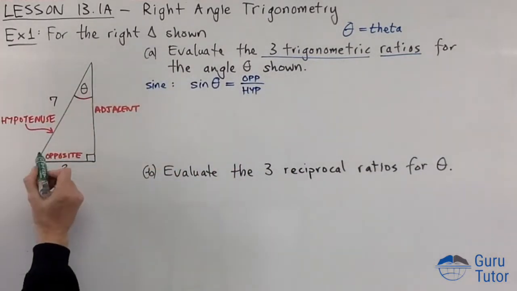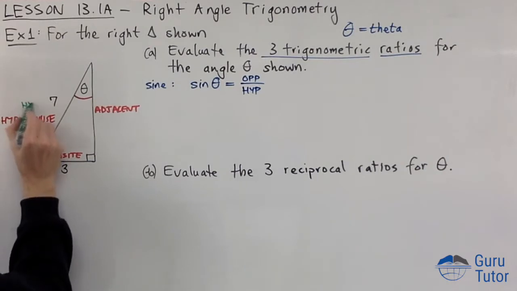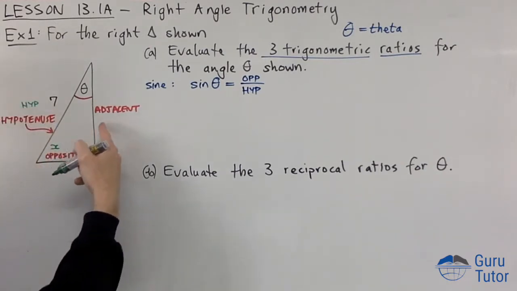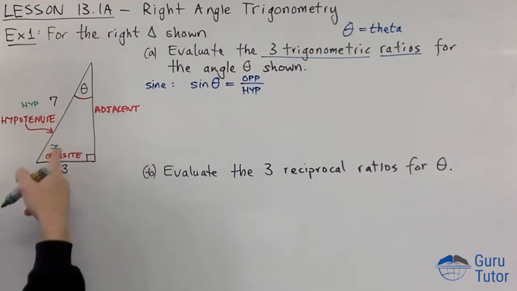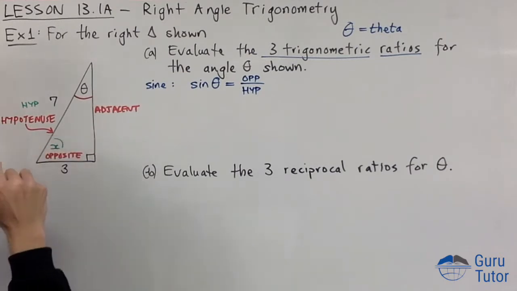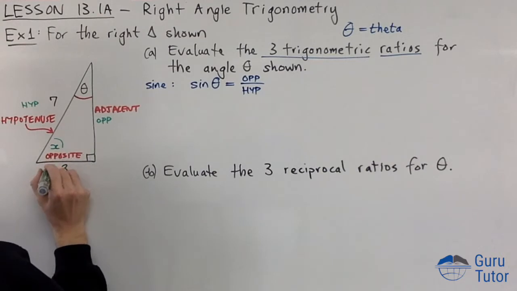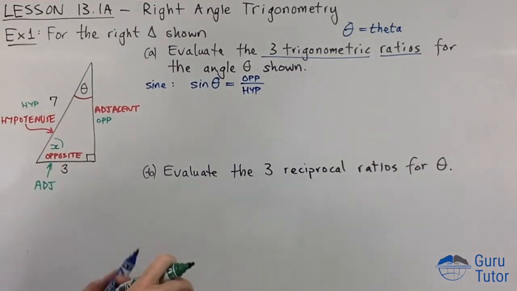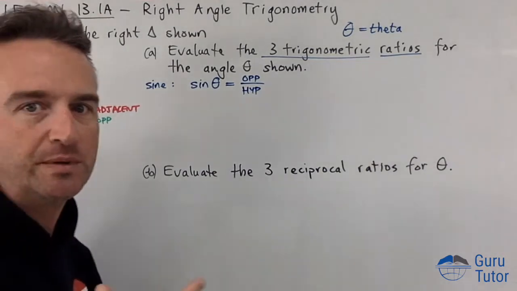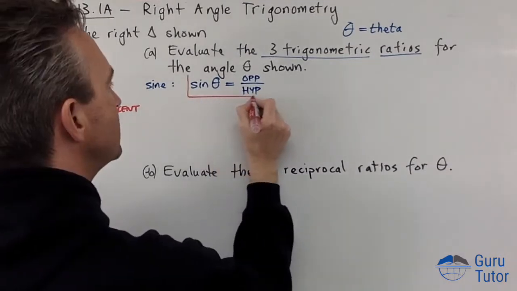If I had another angle down here called angle x, then the hypotenuse stays the same. But the adjacent and the opposite will swap. So if we're talking about the angle x here, then this is going to be the opposite, and then this is going to be the adjacent. Okay, so I'm just going to leave that there, because that's what really confused me when I was in grade 10 learning this. What is cosine?